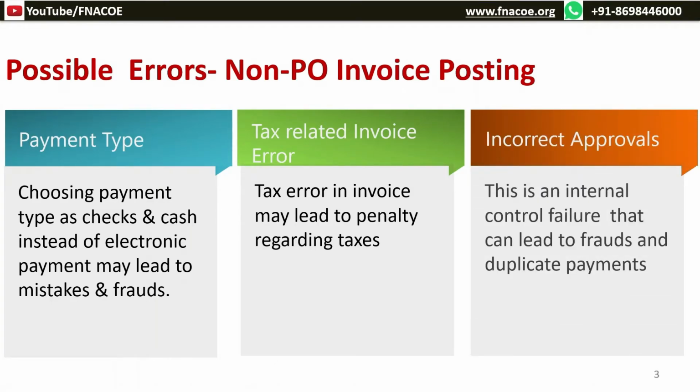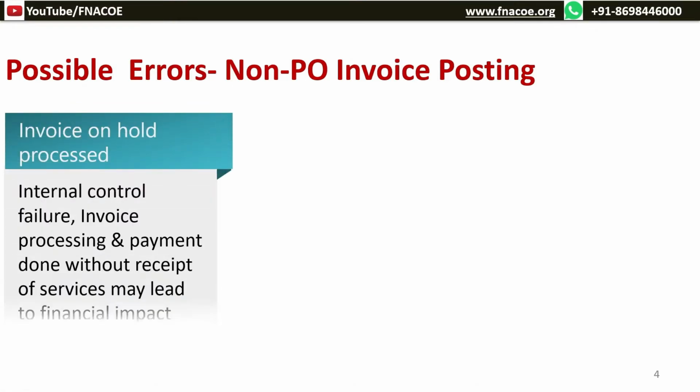Incorrect approval is another error that may happen. This is a control failure that can lead to duplicate payments and frauds. Invoice on hold gets processed is another internal failure. This generally happens either due to loose internal controls or weak communication between the finance team and the business.